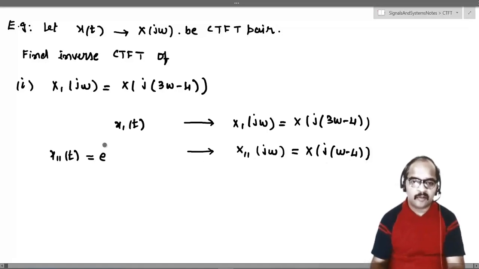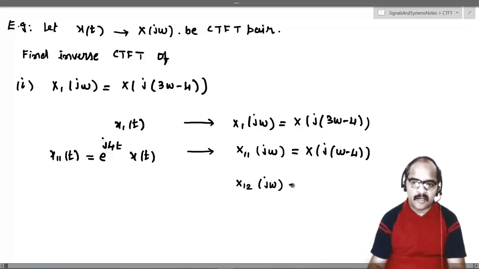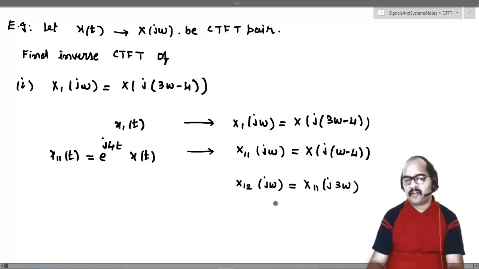In the time domain, what should we do? We should multiply with e power j 4t x of t, correct? So if you multiply the signal x of t with e power j 4t, you will get x of j omega minus 4 as the Fourier transform, and let us call that x11 of j omega. Right, now let us define one more signal, x21 of j omega, which is equal to x11 of j3 omega.